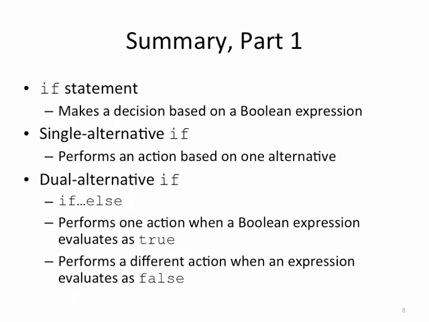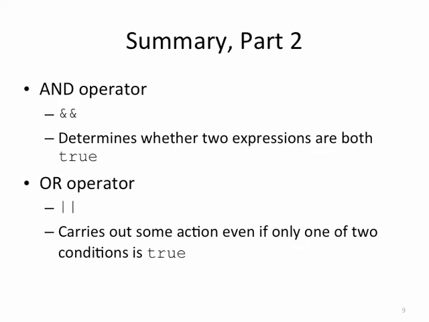In summary, the if statement is what's used in Java to make a decision. A single alternative if will perform one action based on one alternative. A dual alternative if will perform one action if it's true and a separate action if it's false. That's formed using the if-else statement. The AND operator is two ampersands, and it is true when both expressions are true. The OR operator is formed by two pipes, and that carries out an action if one or the other or both of the conditions are true.